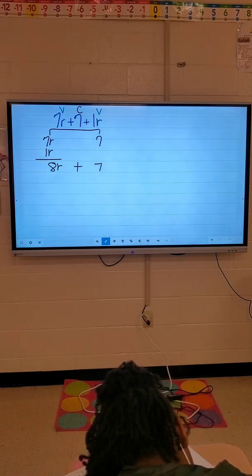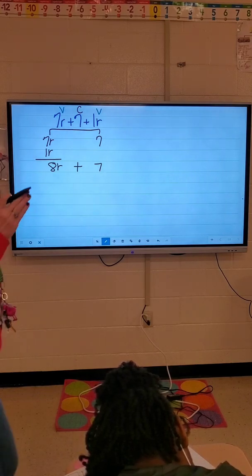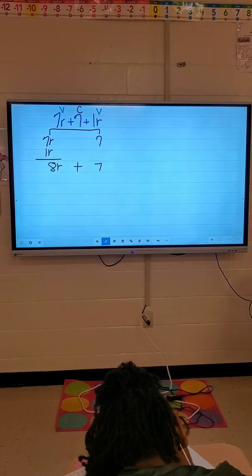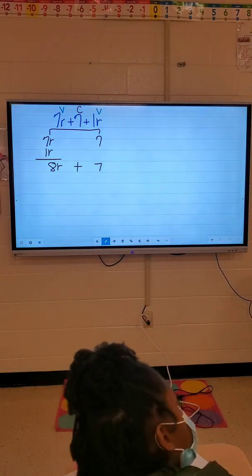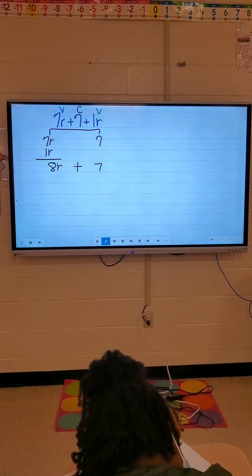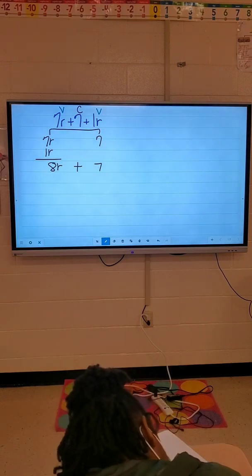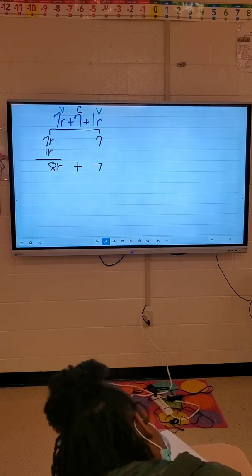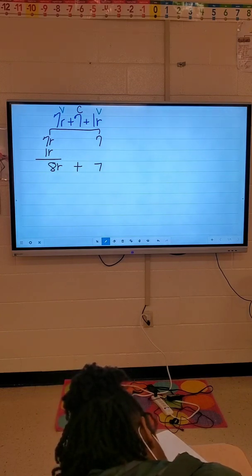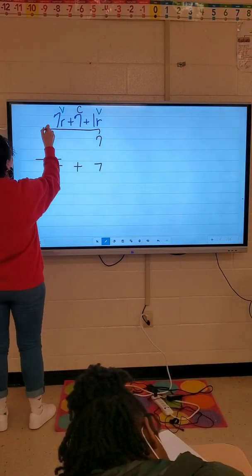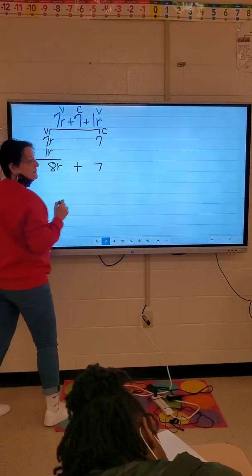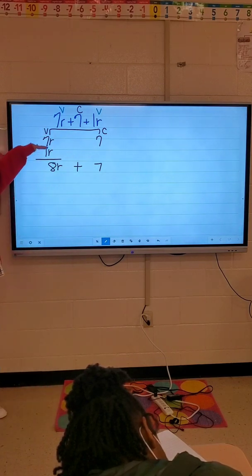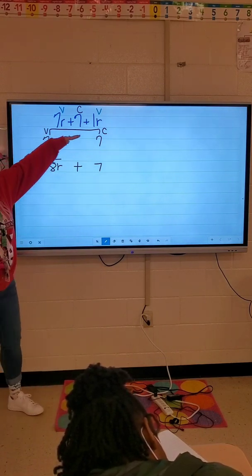You can't do anything else, because this is an expression. What's the difference in an expression and an equation? What? What's the difference in an expression and equation? Why'd you just move the 7? I just grouped them. I sorted them. I sorted them into variables and constants. My variable terms went here. My constant terms went there.